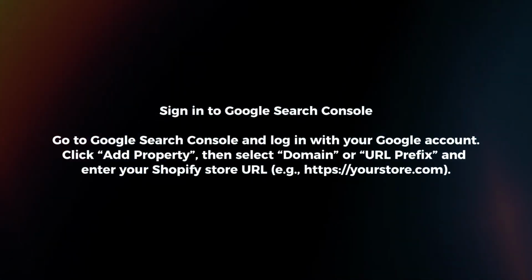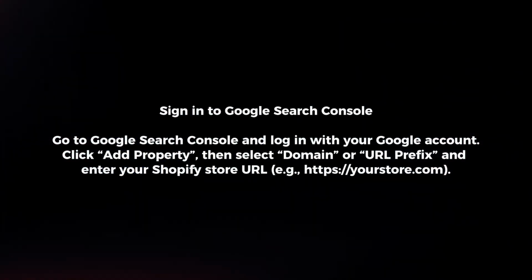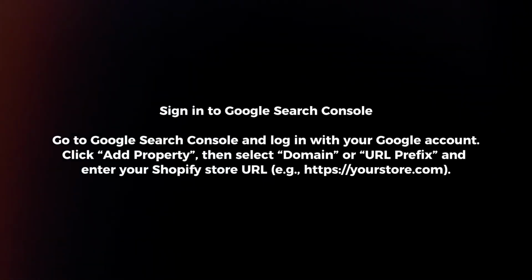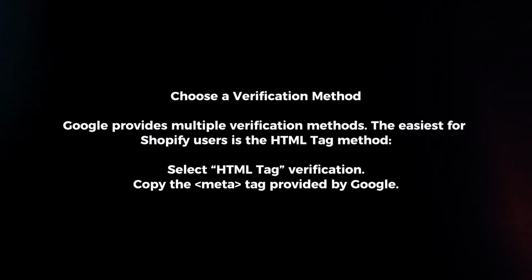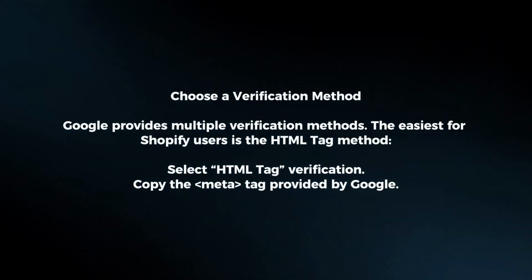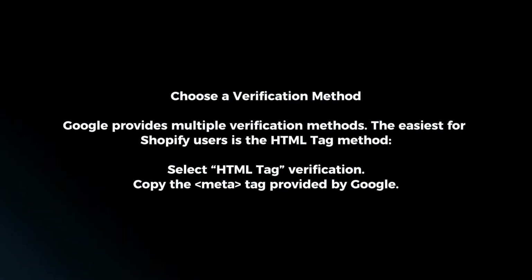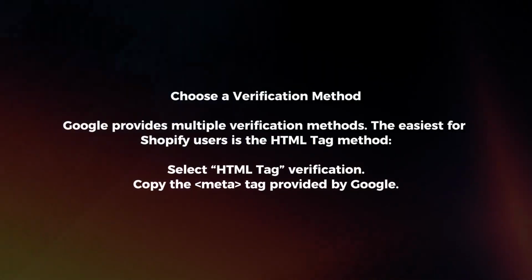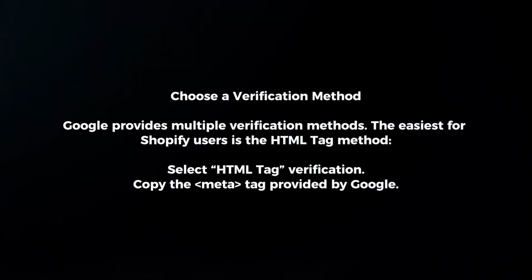Click Add Property, then select Domain or URL prefix and enter your Shopify store URL. Choose a verification method. Google provides multiple verification methods. The easiest for Shopify users is the HTML tag method. Select HTML tag verification. Copy the meta tag provided by Google.